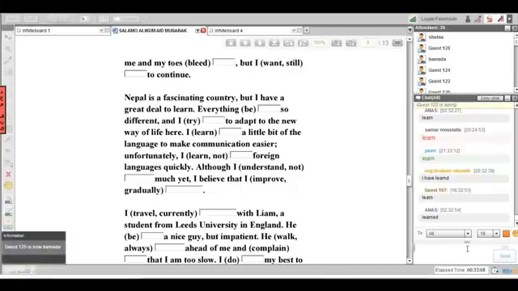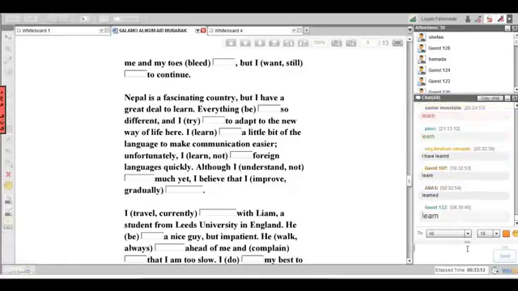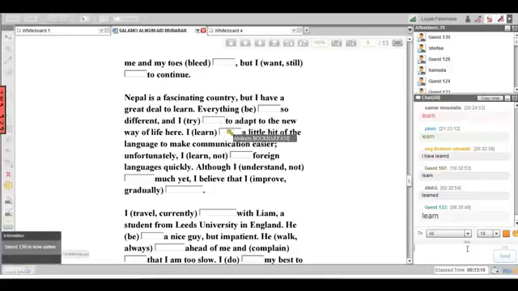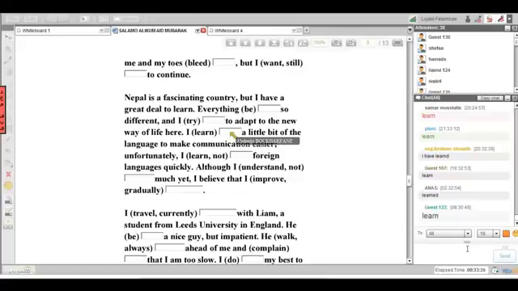Bits of the language to make communication easier. The verb to learn in here. What shall we use to answer? Simple present or present continuous? Is it I learn or I'm learning? Suhad said I'm learning. Magdi, have learned. This is present perfect. Forget about that. Anas said I learn.